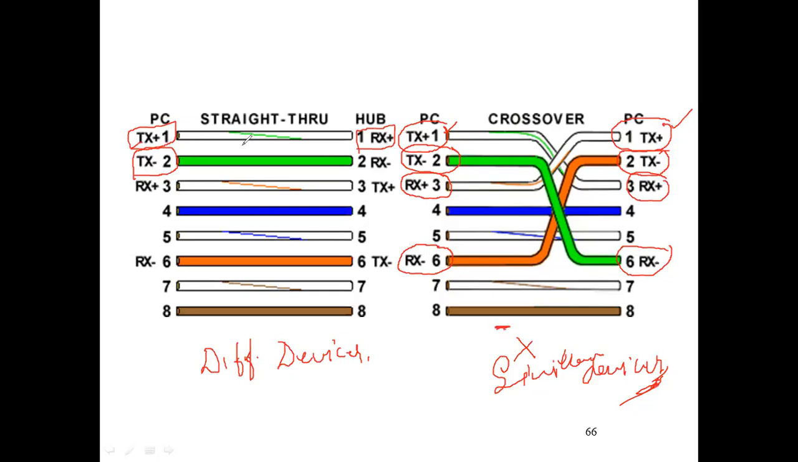Whereas different devices can easily connect because their TX and RX are in different positions, obviously. So you can see we can simply connect this way, RX, and this way, right? They are in opposite positions, right?